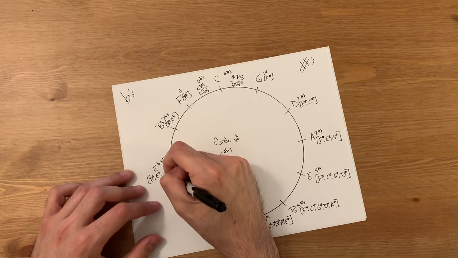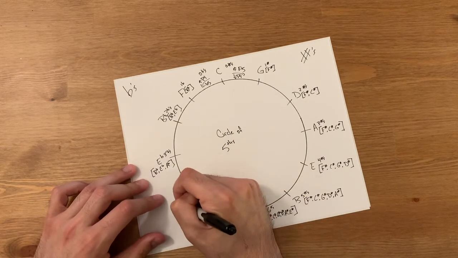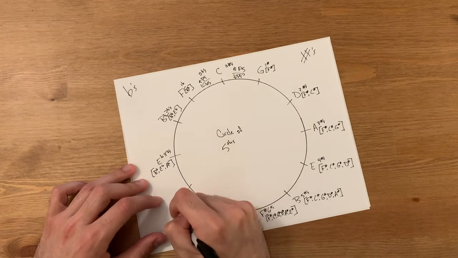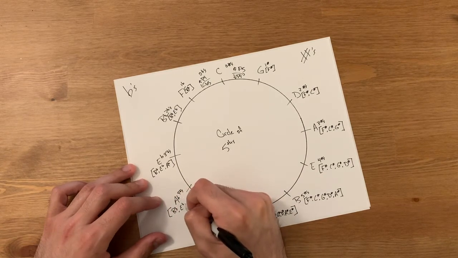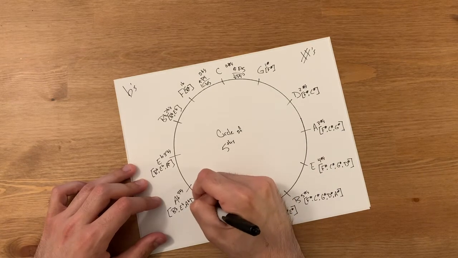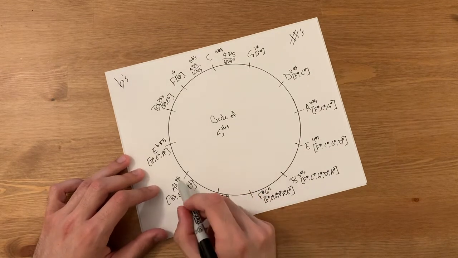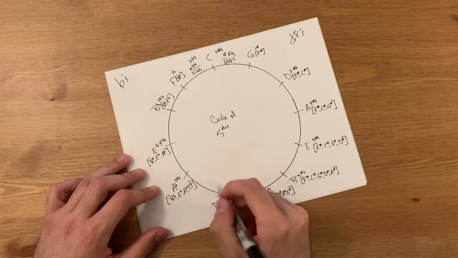4 notes up from E is A, so A flat. A flat becomes the new key with 4 flats, B flat, E flat, A flat, and D flat. And we have it from earlier, we already have D flat. So now it's going to be, we had 4 flats here, so it'll be 5 flats.